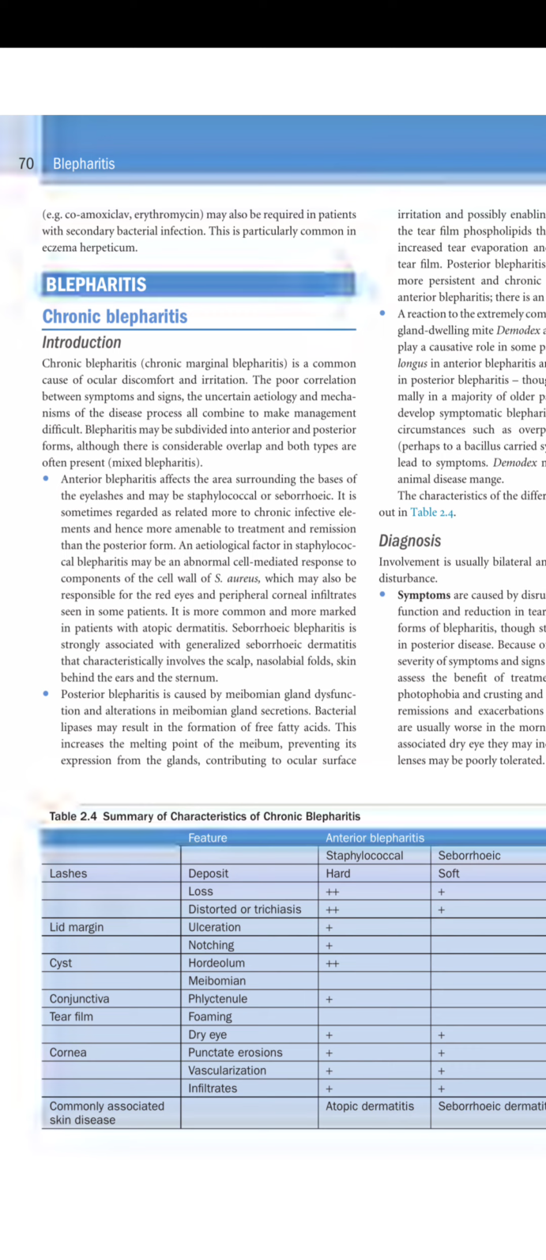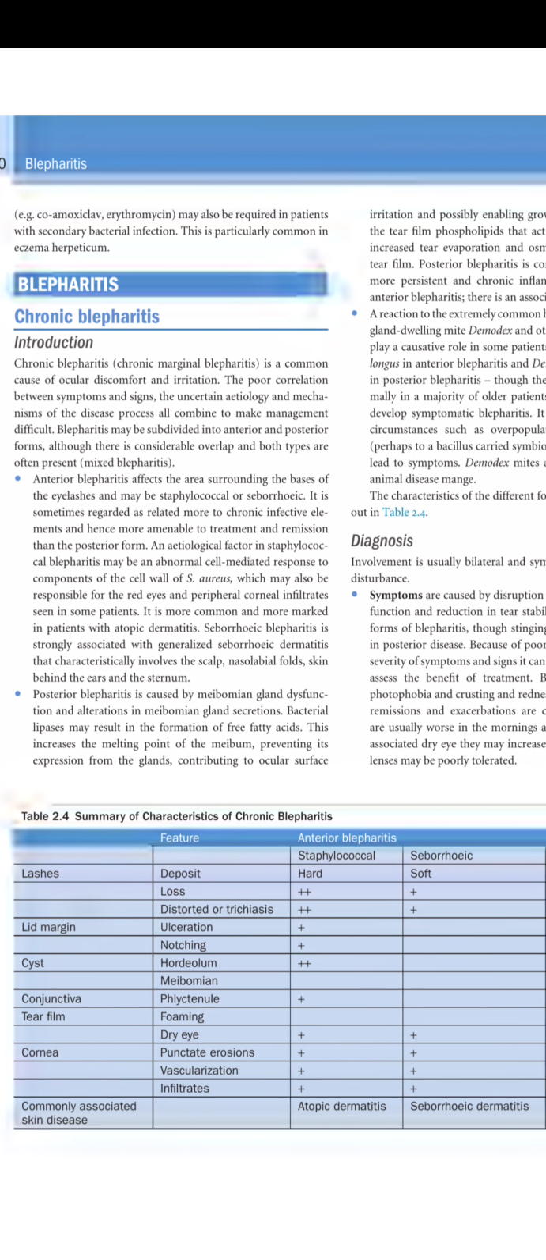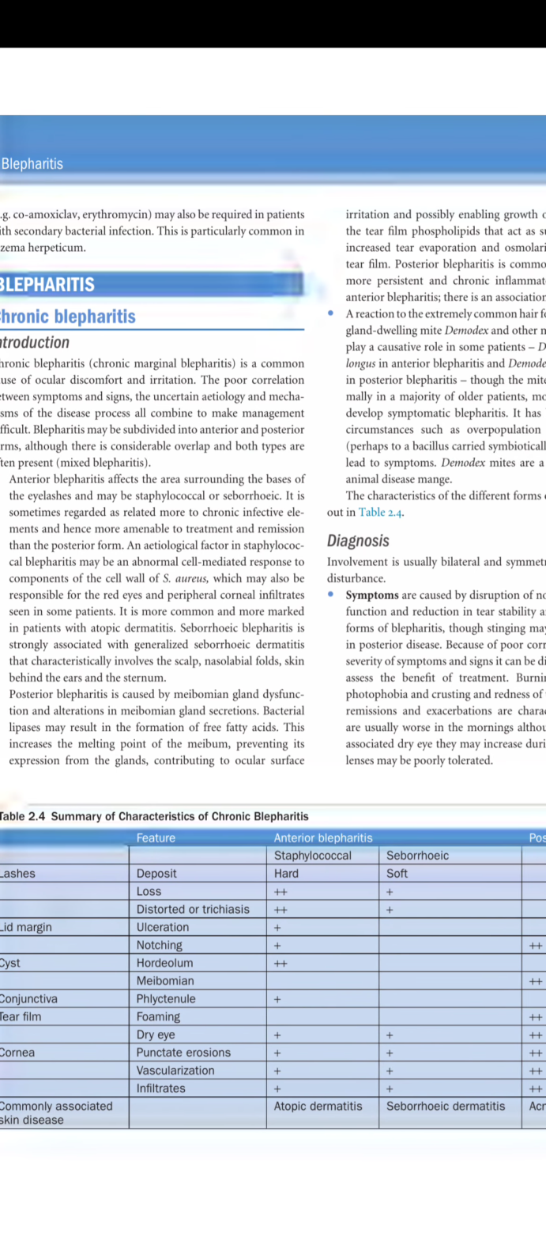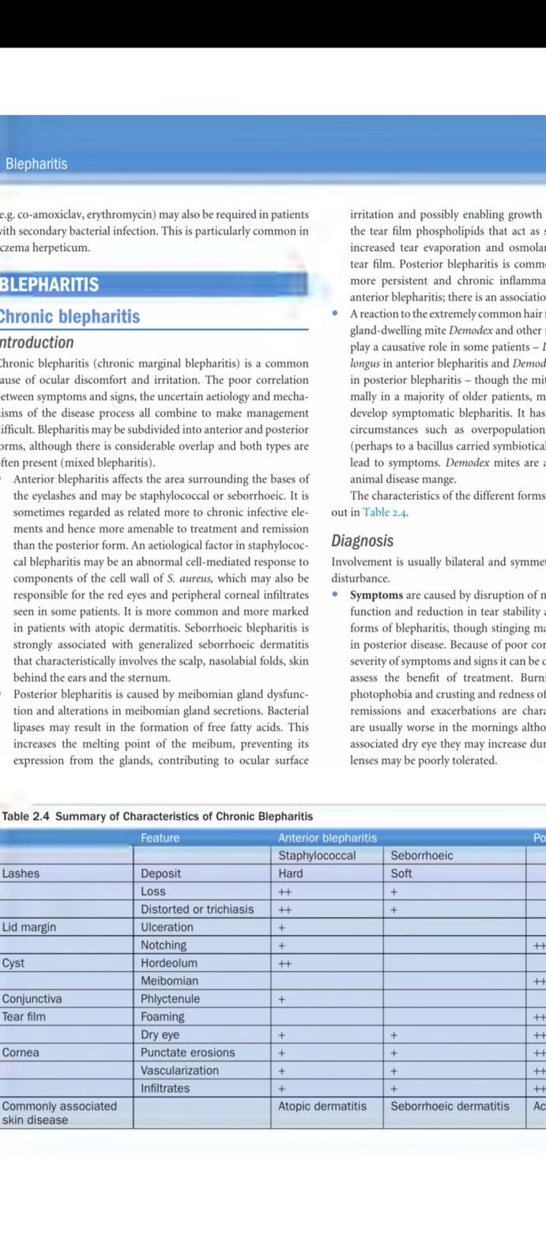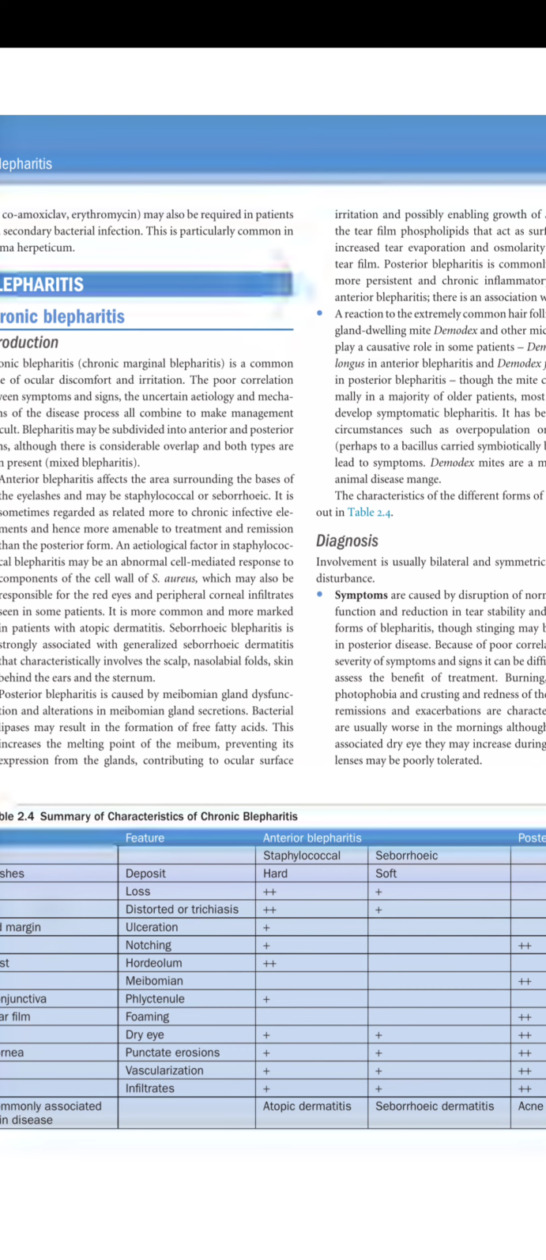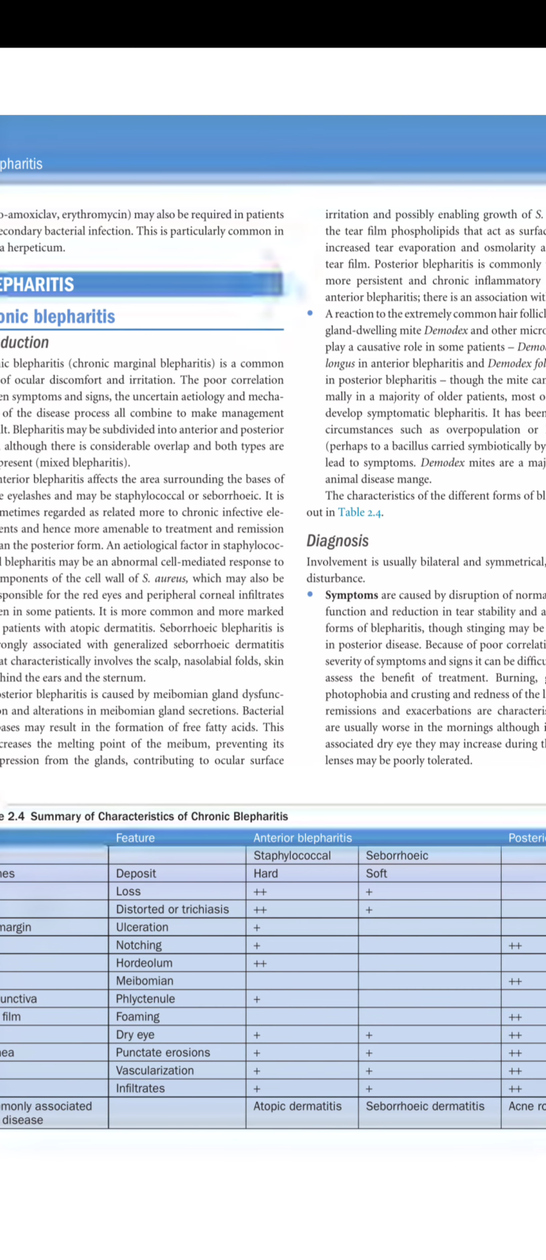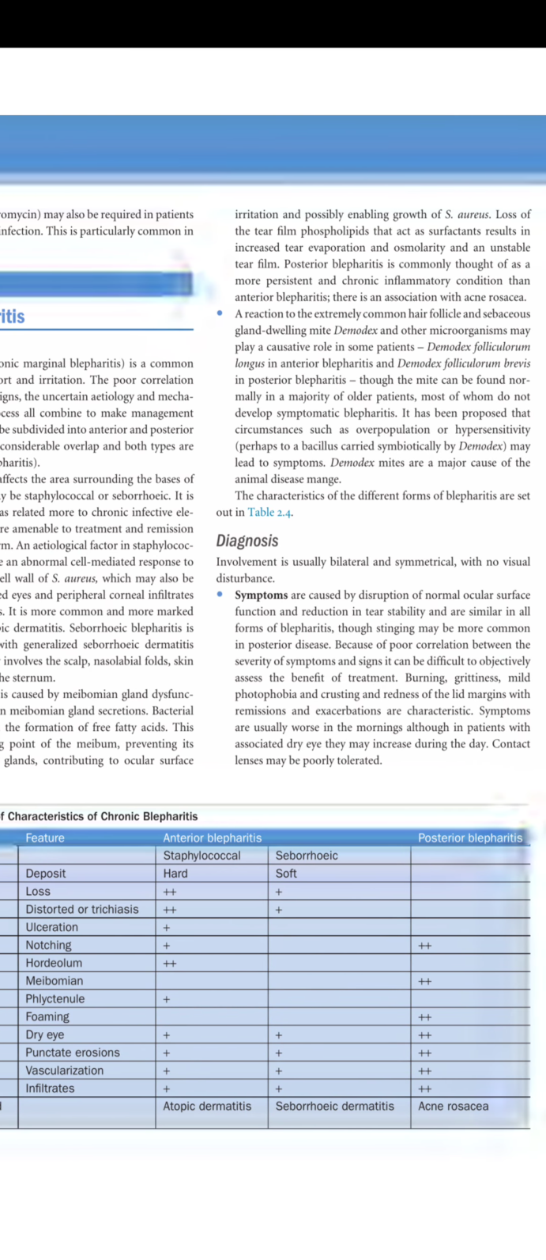Foam in dry eye is also present. Punctate erosion, vascularization is also present. Infiltrates are also present. In case of seborrheic, the exudates are usually soft. There can be loss of eyelashes. There can be distichiasis. There can be dry eye, punctate erosion, vascularization, and infiltrates. In case of posterior blepharitis, there can be notching, meibomian gland dysfunction can be present. Foaming can be present, dry eyes are present, punctate erosions are present, vascularization and infiltrates are also present.